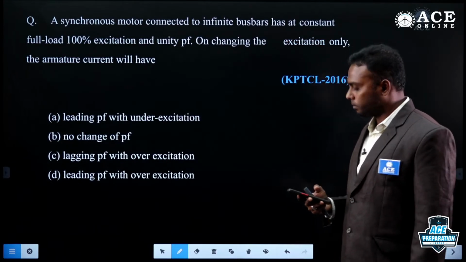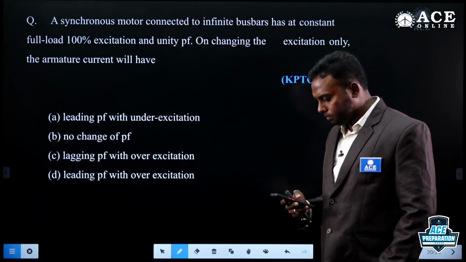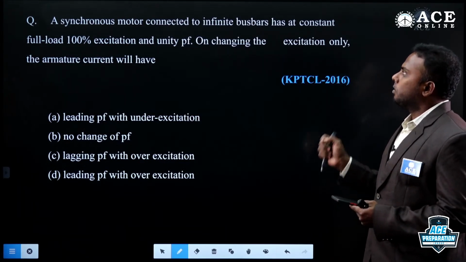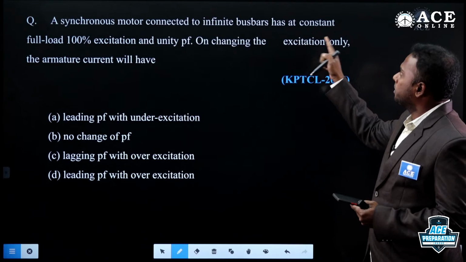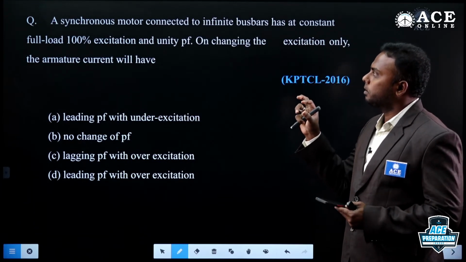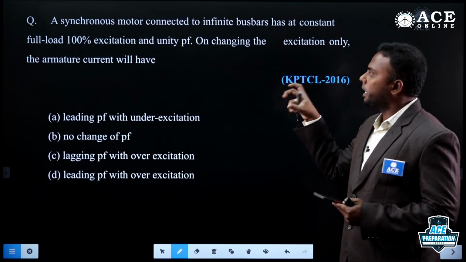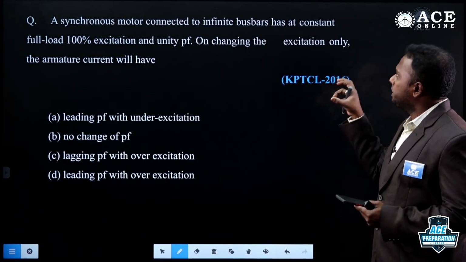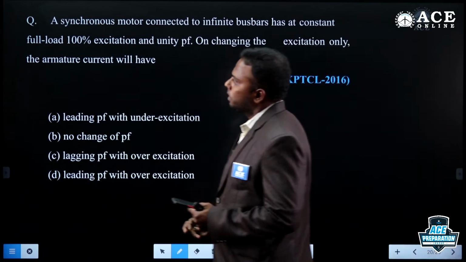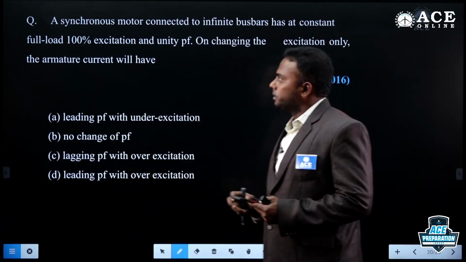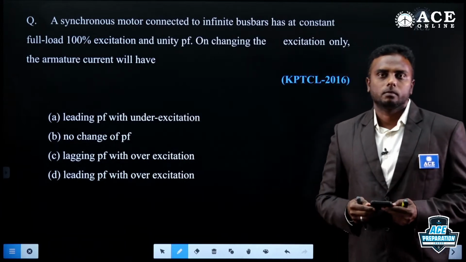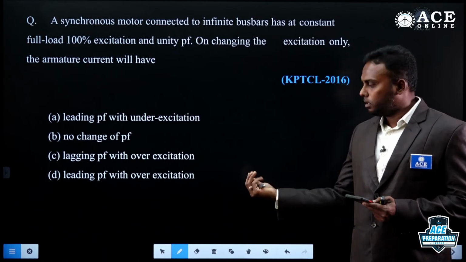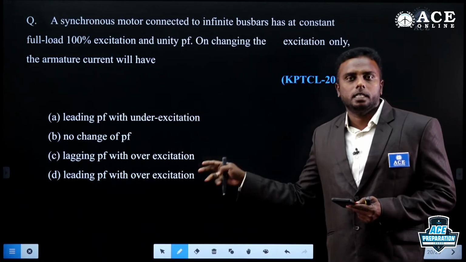See this. Try to answer this question. A synchronous motor connected to infinite bus bar has a constant full load at 100% excitation at UPF, unity power factor. On changing the excitation only, the armature current will have dash. So this is a synchronous motor. Again draw V and inverted V curves like previous, but for over excitation it is what? For alternator, over excitation is leading and under excitation lagging.